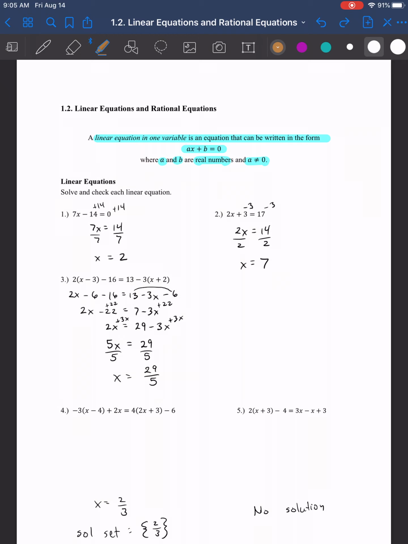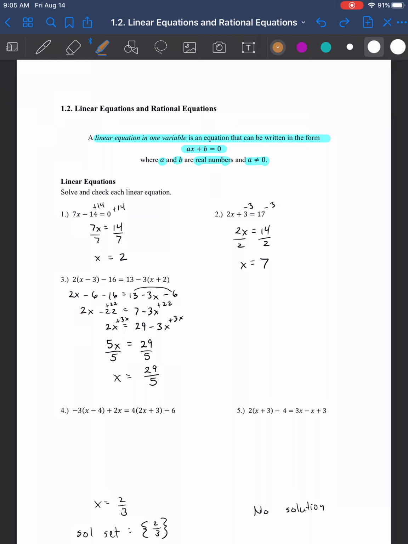So over here we have 2 times x plus 3. To get that x by itself, we're going to do the same operations but in reverse. So instead of plus 3, we'll do minus 3 on both sides. That gives us 2x = 14, because 17 minus 3 is 14. And then we divide by 2 on both sides. 2x divided by 2 is just x, and 14 divided by 2 is 7. So just go through and do all your algebra rules and do everything you know and get through it.